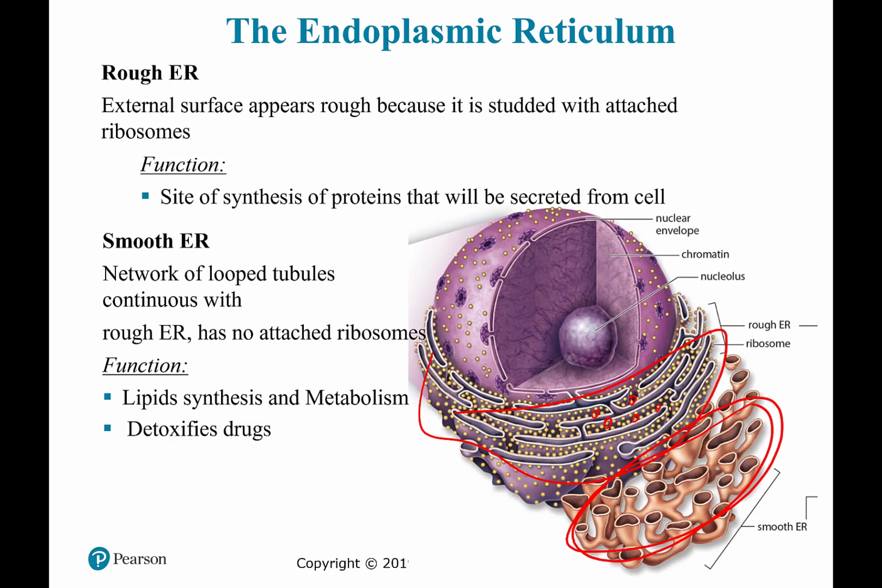You often find cells of alcoholic and drug users to have more smooth ER because those cells have to take care of those drugs, right? So they need more of the smooth ER to get rid of, or to detoxify, those drugs that were consumed.